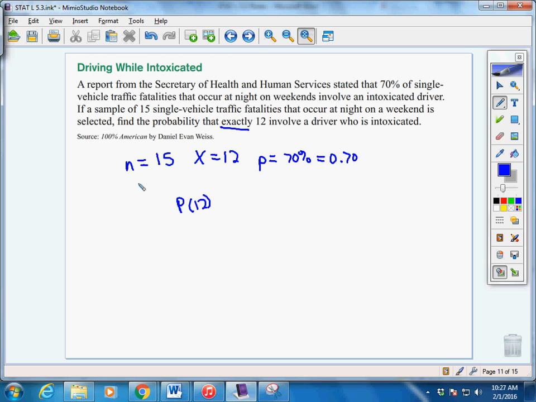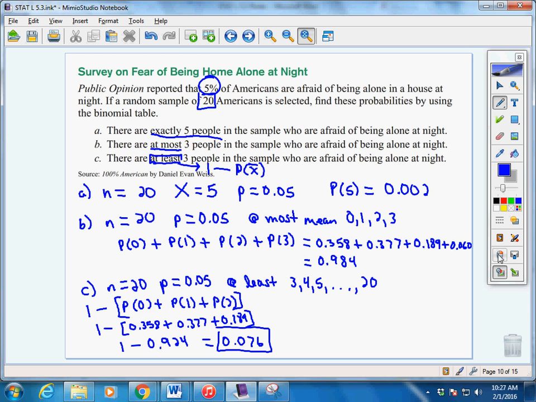Using the table, and if you need help understanding the table, please come talk to me. Find your n of 15. Find your x in the n of 15. That's 12. And our probability of 0.7. And you are going to get 0.170, about 17%. Using the table is doing the same thing as the formula. It's just a nice shortcut method, especially when we're throwing in the words at most and at least.